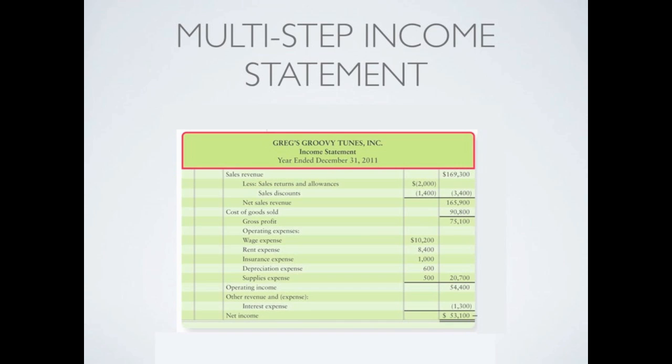Gross profit tells us, okay, this is the amount that has to cover all of our operating expenses and any other revenues and expenses, and give us the net income or the profit that we want to have left. So from gross profit, we'll subtract our operating expenses to give us what's called operating income. And then from operating income, we'll subtract other revenues and expenses, which we've talked about earlier. Those are things like interest expense, or maybe even interest revenue, and that will give us our ending net income.